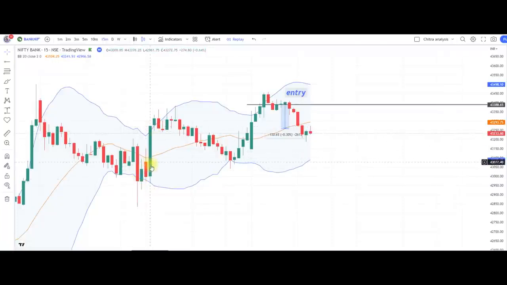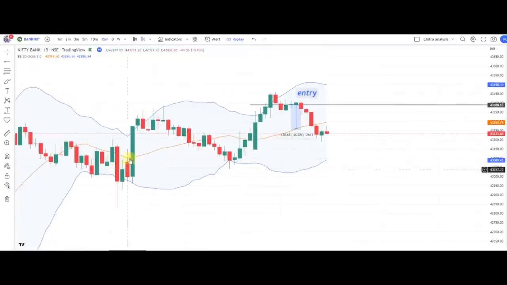Here we got our target also. We can see that we got a very big candle which closed above the mid Bollinger Band. Also it touched the second target, that is the upper Bollinger Band. So always try to avoid these types of trades.